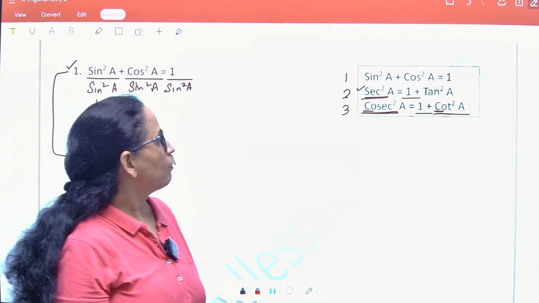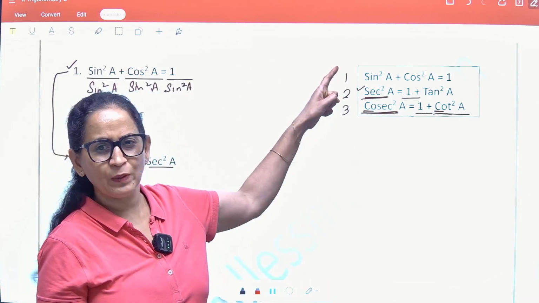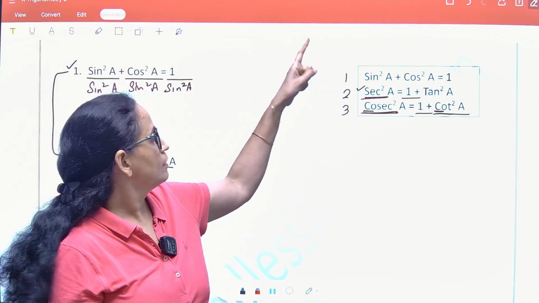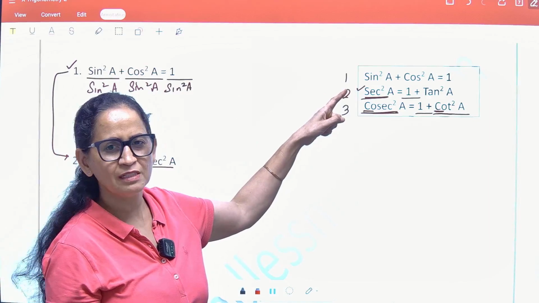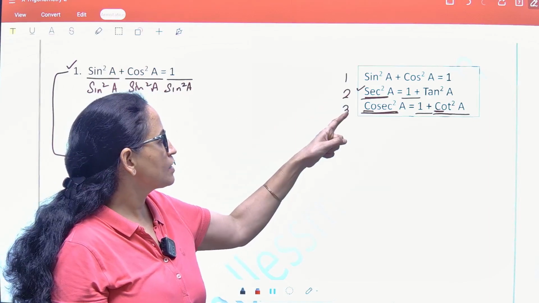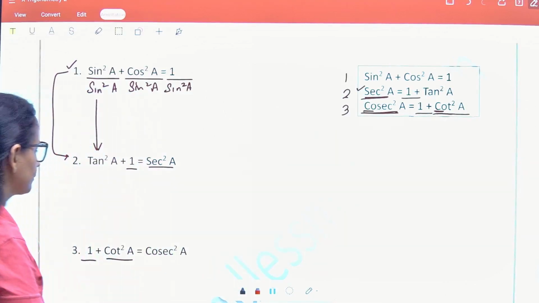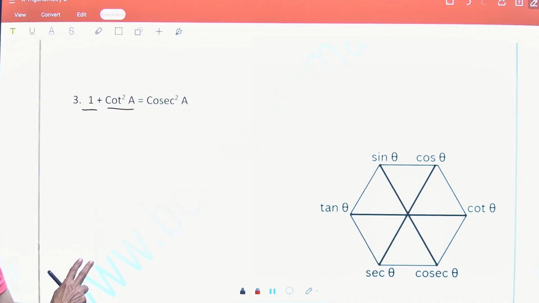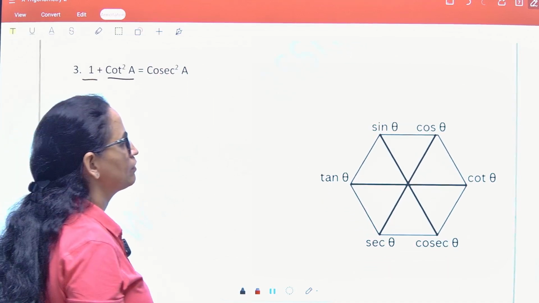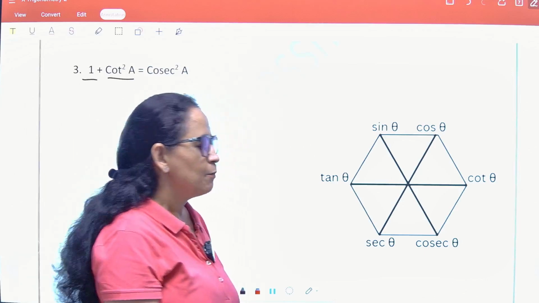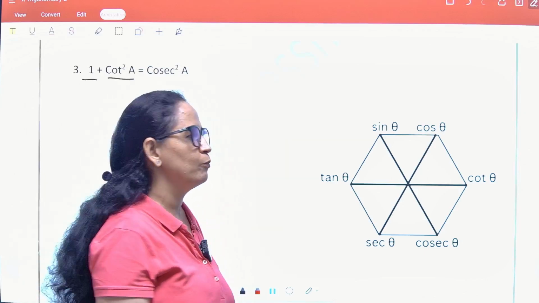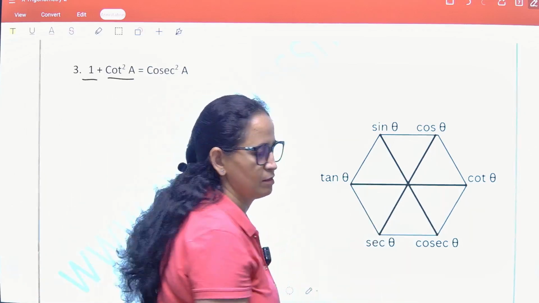So let's pick up all the three identities once again. Sin square A plus cos square A is 1, sec square A equals 1 plus tan square A, cosec square A equals 1 plus cot square A. Wonderful. Now let's look at some more relationships between the trigonometric ratios. Pause this video and in your notebook make a hexagon like this.